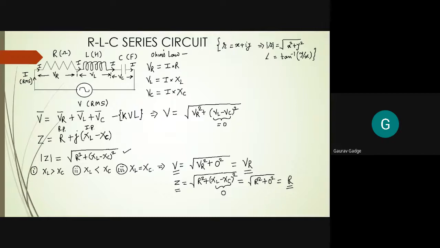Now here, let us derive the resonance condition once again. Let us write the expressions for resonance condition. First, what is the resonance condition? Let us hear it from someone. Anyone? Does anyone want to share?